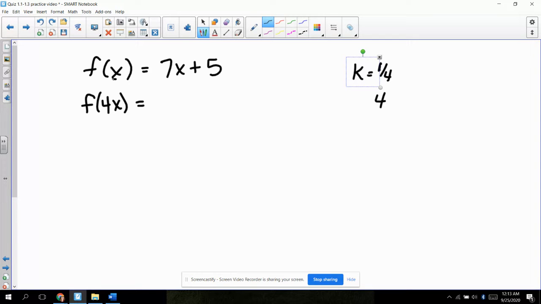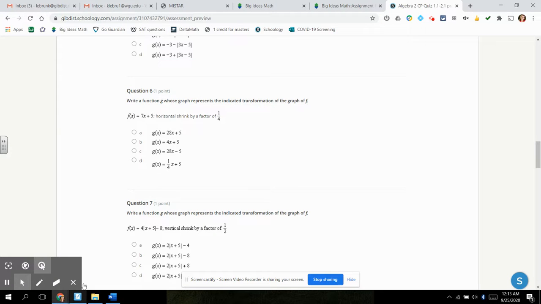So all I'm doing is taking out x and replacing it with 4x. I'm going to take out this x and plug it in as a 4x. And this gives me 28. And the 5 doesn't get affected. So 28x plus 5. A. Should have gotten A for number 6.